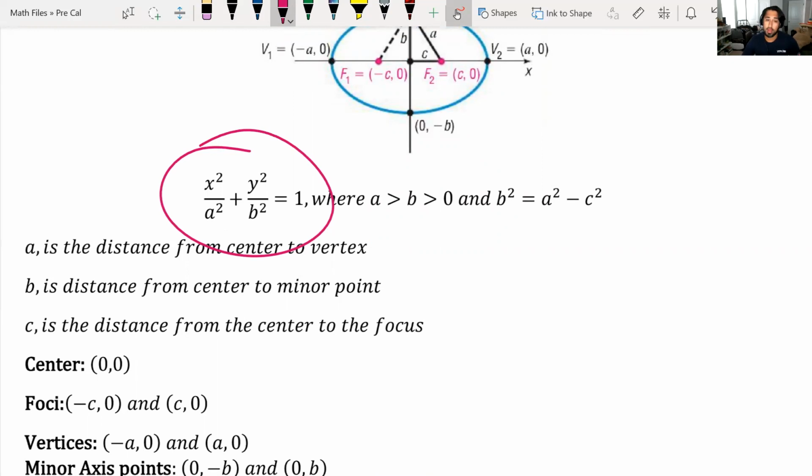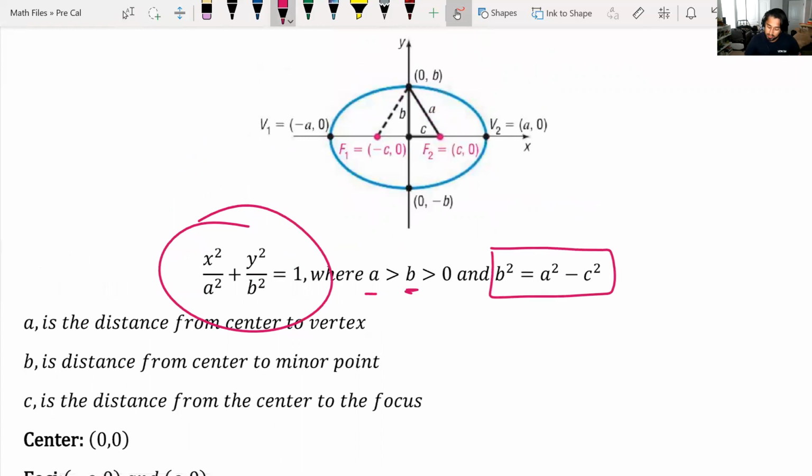With that being said, if you have such an ellipse, this is the equation that will represent it: x squared over a squared plus y squared over b squared equals 1, where a squared is bigger than b squared, and they are both greater than 0. If you ever need to find a, b, or c, just rearrange this equation. Where does that equation come from?